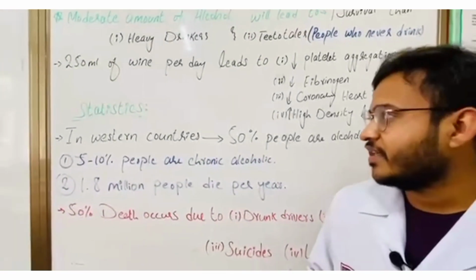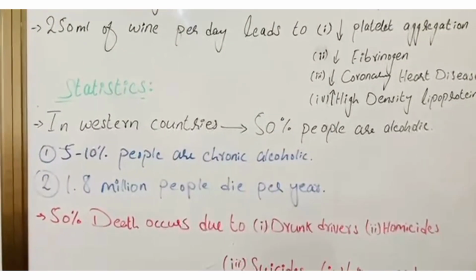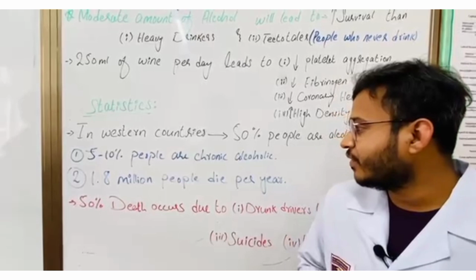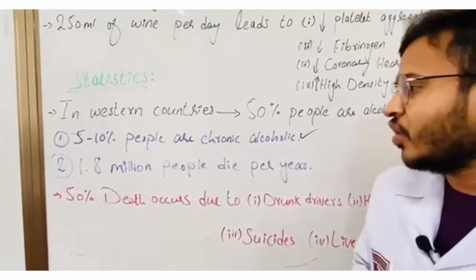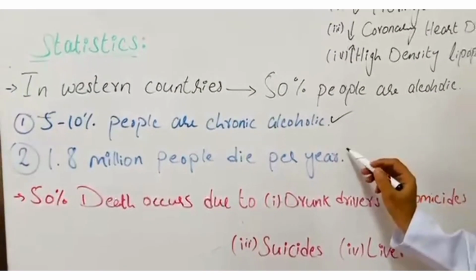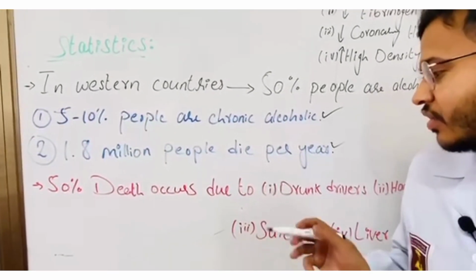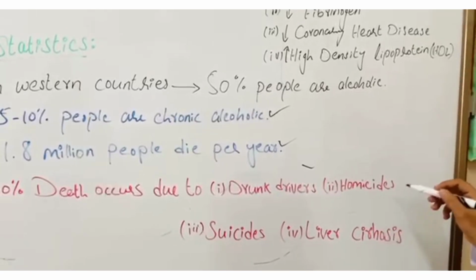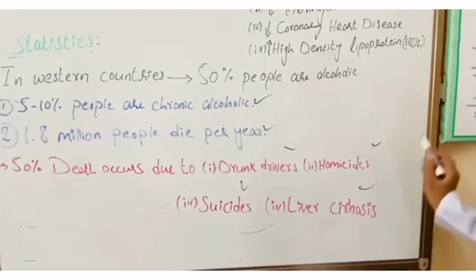Now we come to the statistics. In Western countries, 50% of people are alcoholic. Number 1, 5 to 10% of people are chronic alcoholics. And the second is 1.8 million people die per year just because of taking alcohol. 50% of deaths occur due to drunk drivers, homicides, suicide, and the last one is liver cirrhosis.